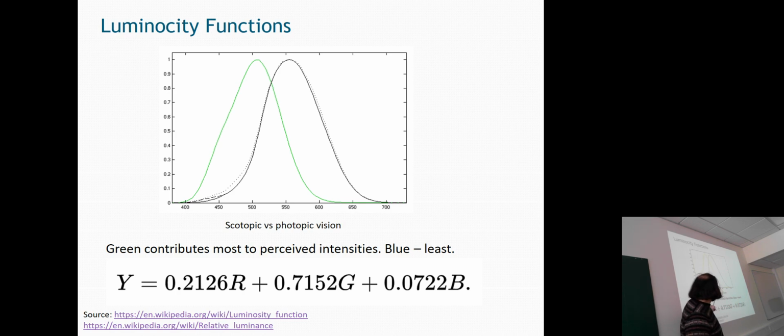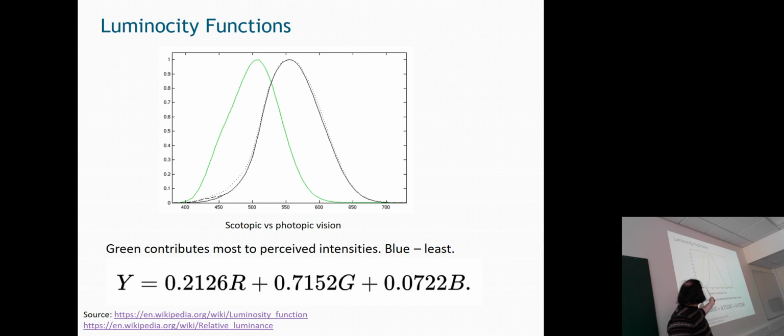And the difference between the green and red curves is that the green curve is for rod vision, scotopic vision, which is called night vision, the very low luminance vision, while photopic vision is regular luminance, color, everyday vision.